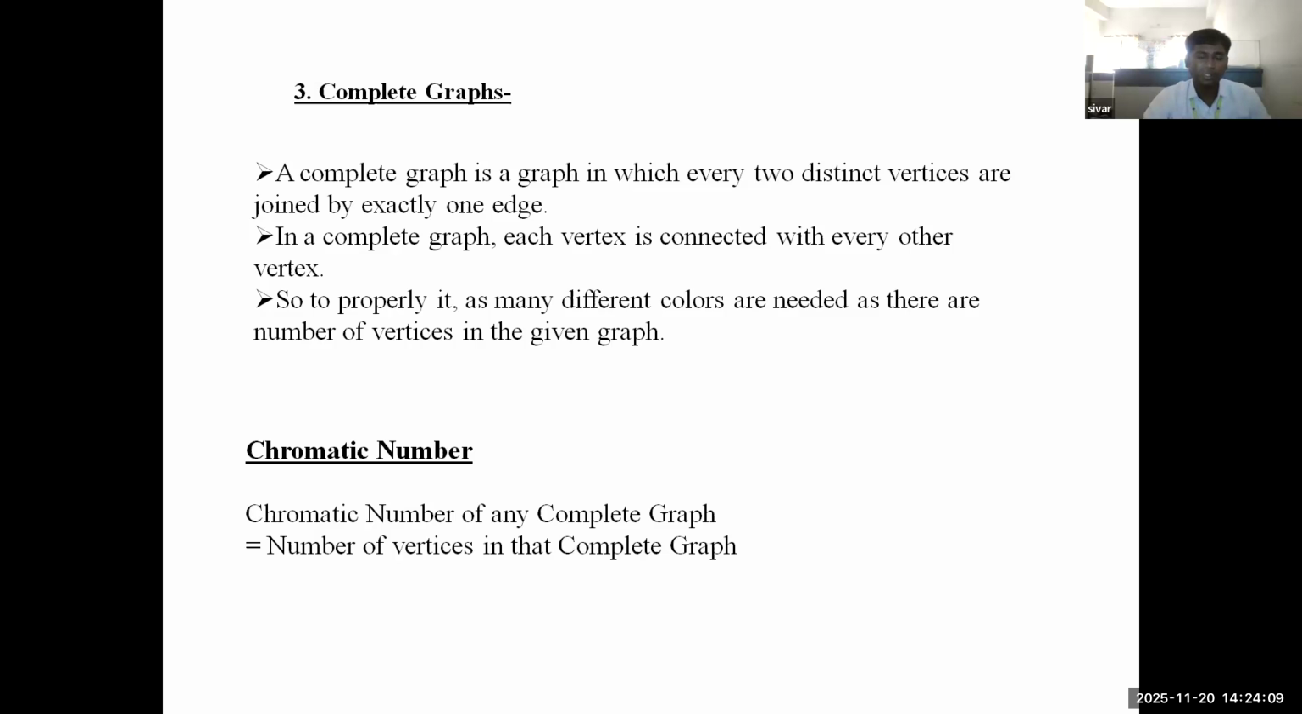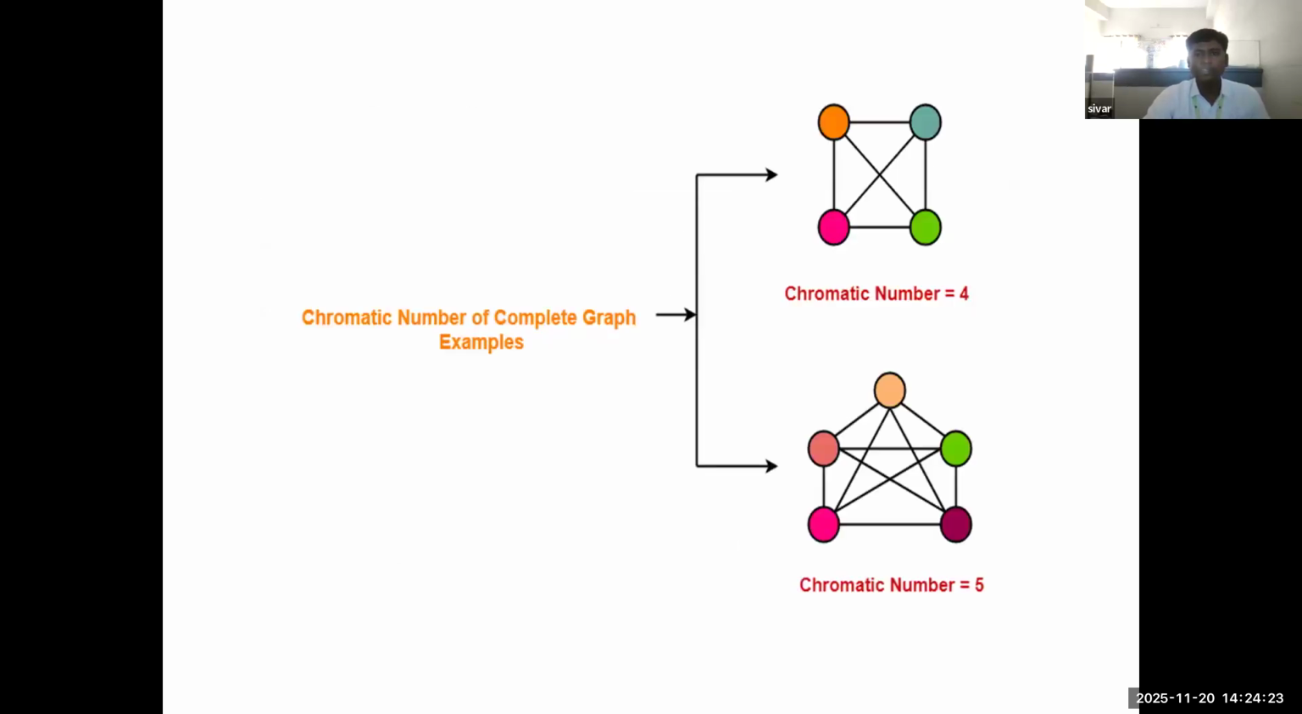Here the question is, what is the chromatic number of a complete graph? The chromatic number of any complete graph is equal to the number of vertices in the complete graph. Looking at the first graph, which has four vertices, the chromatic number is automatically 4. The second graph has 5 vertices, so the chromatic number is 5. Like that, you can calculate the chromatic number for a complete graph.